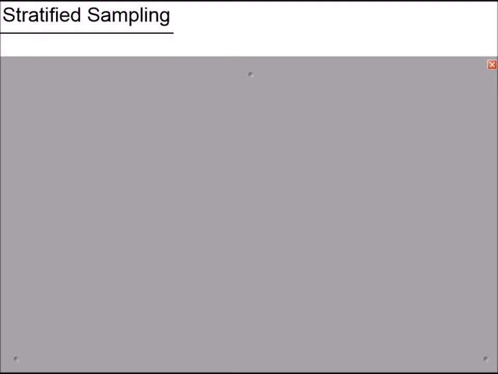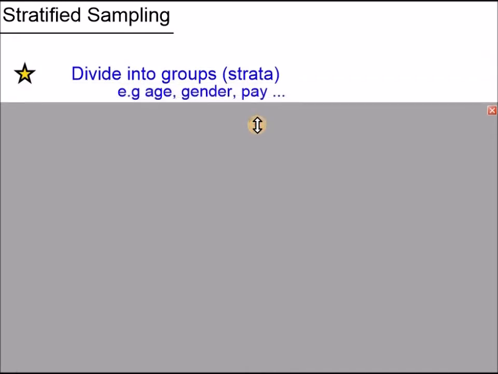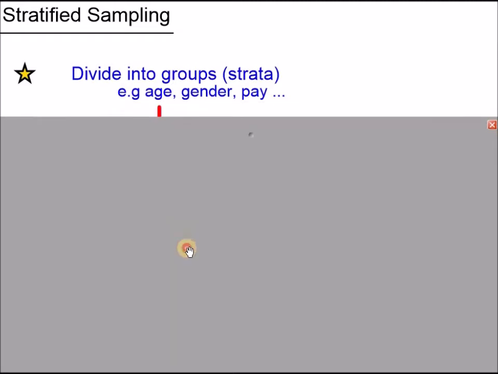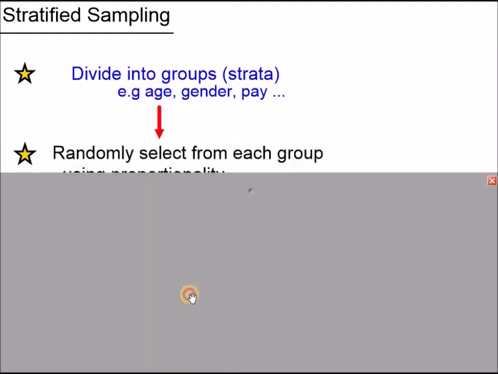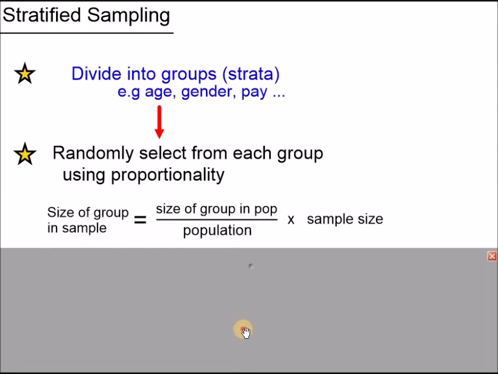Stratified sampling. So this time we divide the population up into groups, which are also called strata, hence the stratified sampling. So this could be based on age or gender or pay, something that is quite distinguishable in the population. And then you randomly select from each of those groups using proportionality.